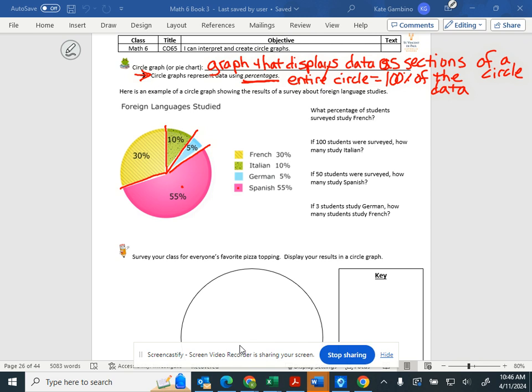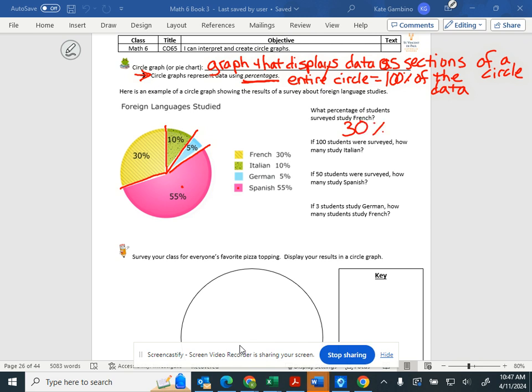Thank you. So then we have to be able to read our graphs. What percentage of students surveyed study French? Madison. Yeah, that was an easy one. Sometimes our questions are easy questions.